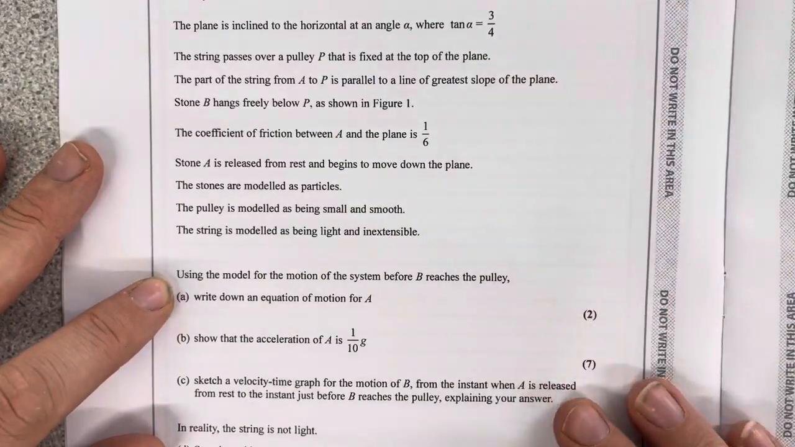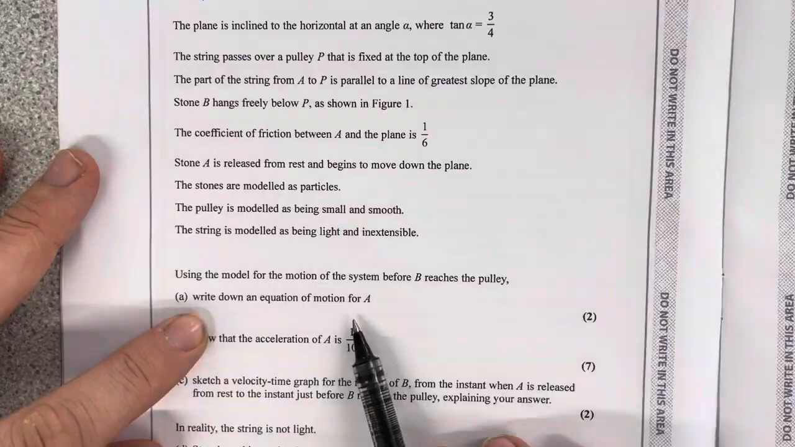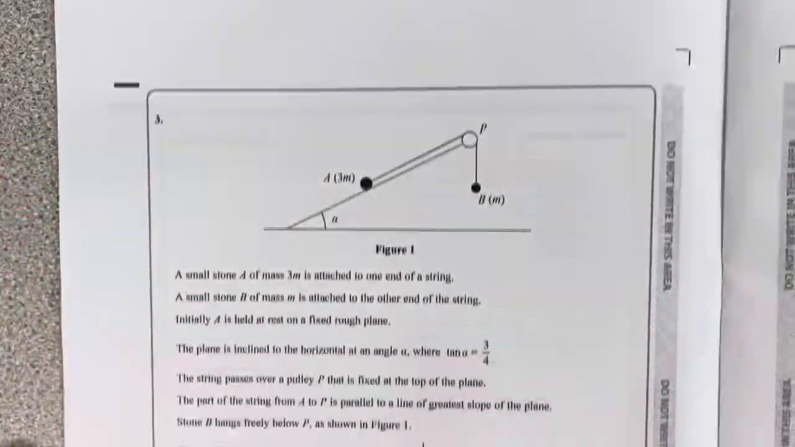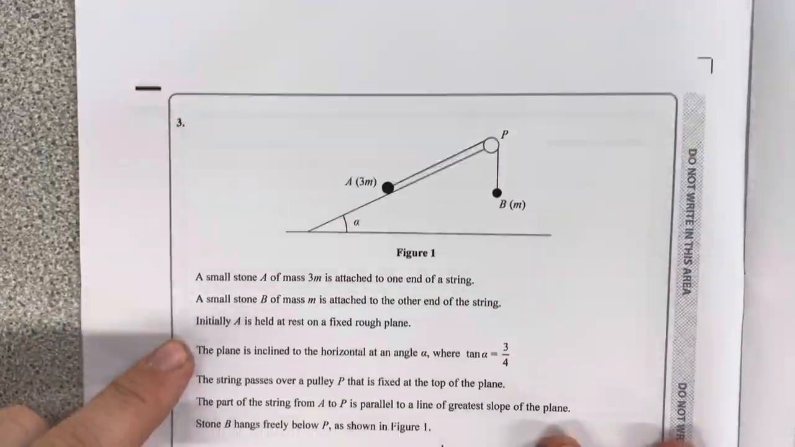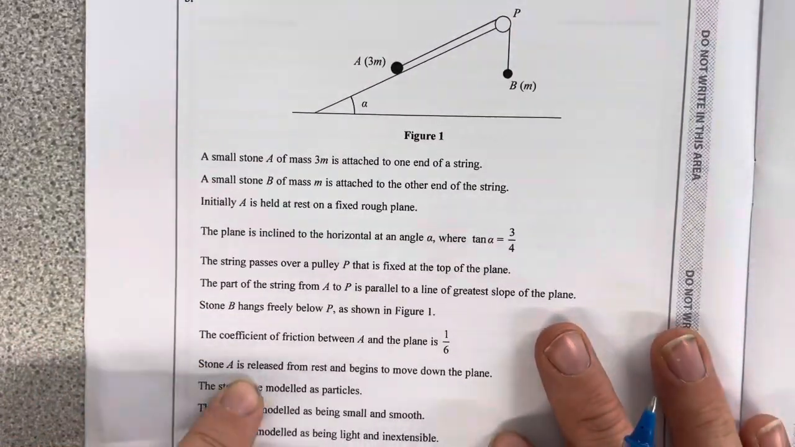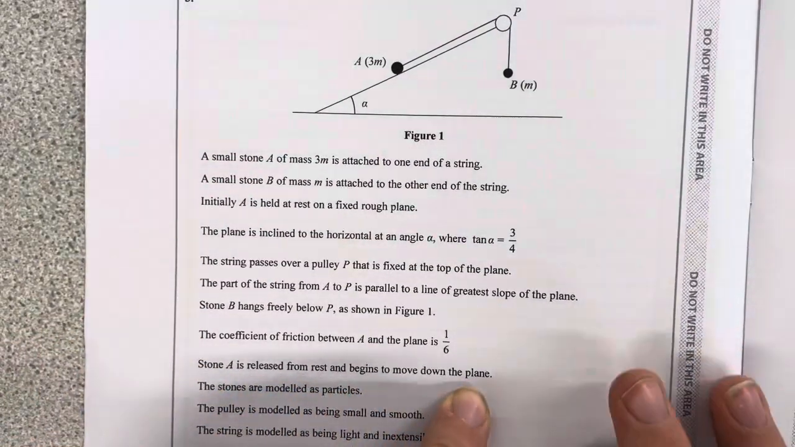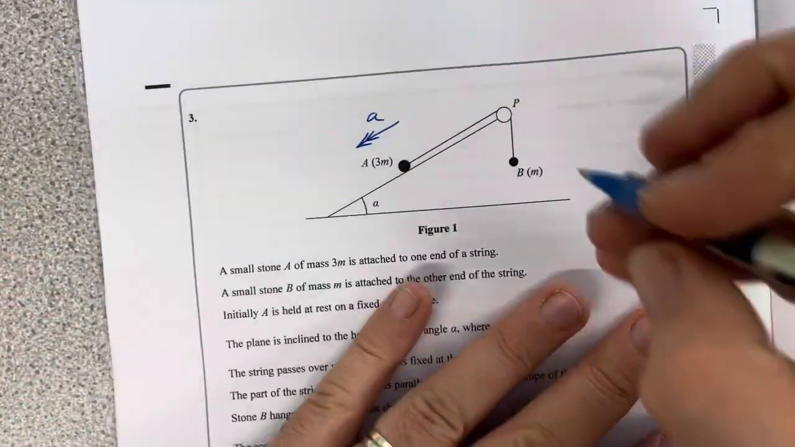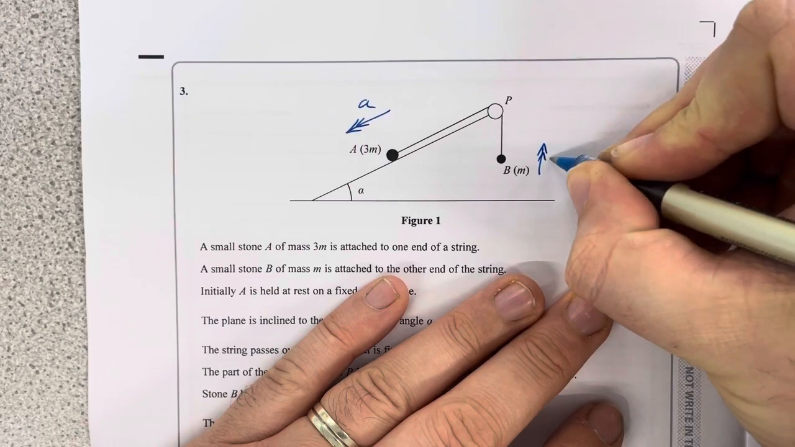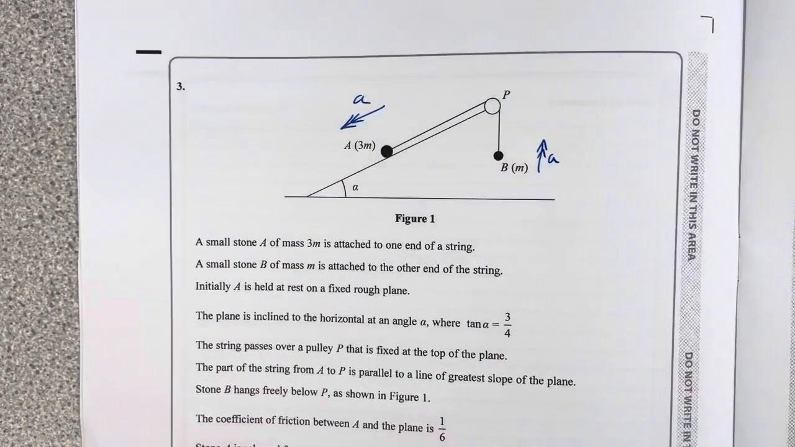Using the model for the motion of the system before B reaches the pulley, write down an equation for the motion of A. So go back to my diagram, I'm going to annotate this. It says it's moving down the slope. So there you go, stone A is released from rest and begins to move down the plane. So it's going to move this way, so that means it's accelerating that way. So I'm going to take that to be positive.